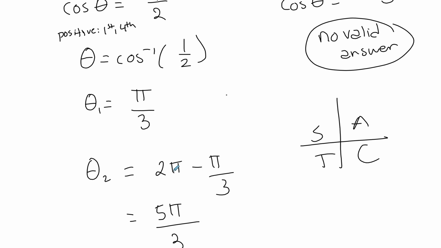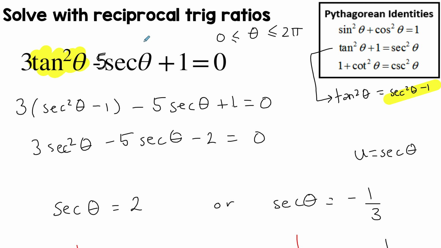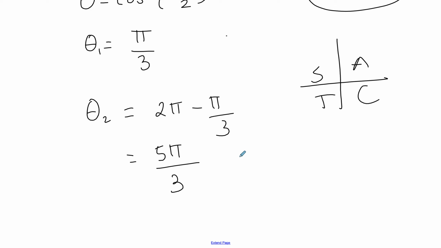And you can check your answer by substituting back in. If you substitute pi over 3, you should get 0, and if you substitute 5 pi over 3, you should get 0. So these are your two solutions.